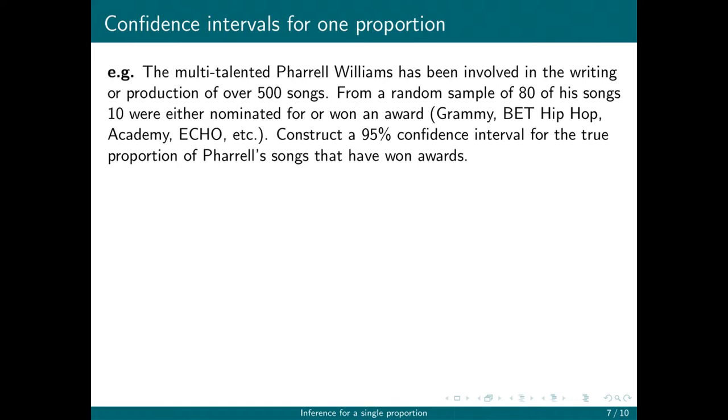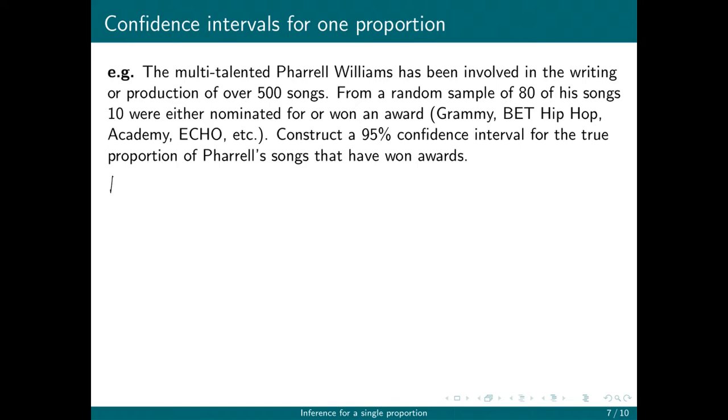So, the multi-talented Pharrell Williams has been involved in the writing or production of over 500 songs. From a random sample of 80 of his songs, 10 were either nominated for or won an award. We're going to calculate a 95% confidence interval for the true proportion of Pharrell songs that have won awards.